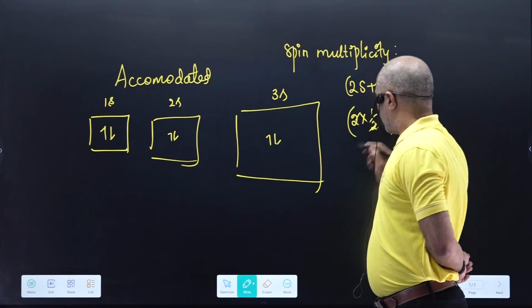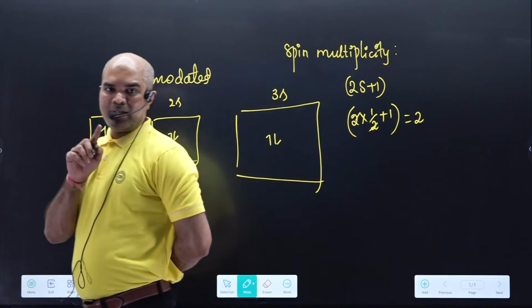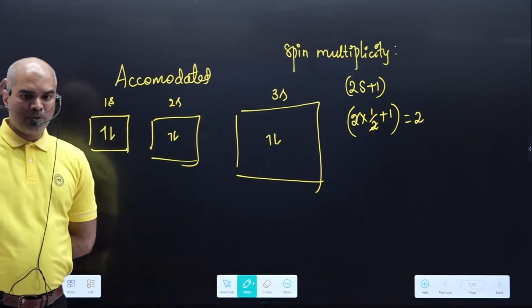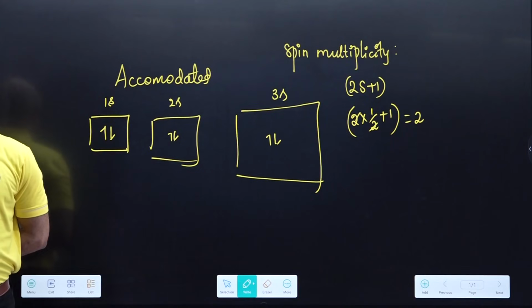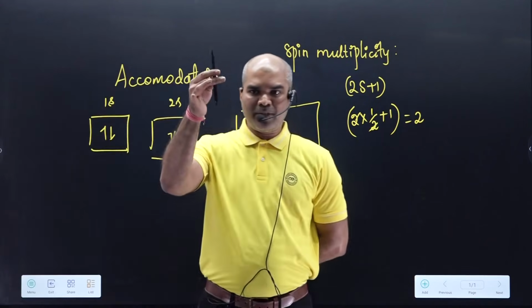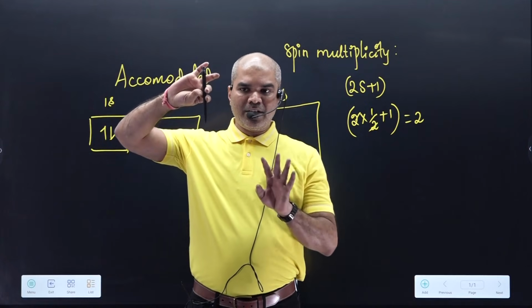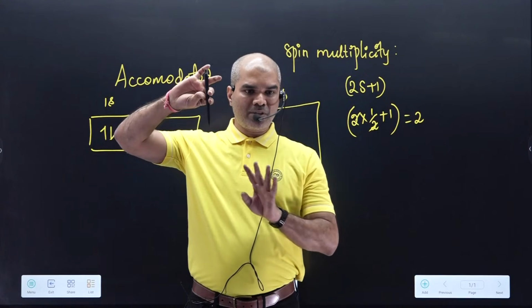It means whenever I give you an electron with a spin of 1 by 2, it can have a maximum orientation of 2 only. It can be oriented in only 2 directions. What are those 2 directions? Suppose if this is one direction, up spin, the other one is down spin. It cannot have any other orientation. Quantum mechanically it is impossible.